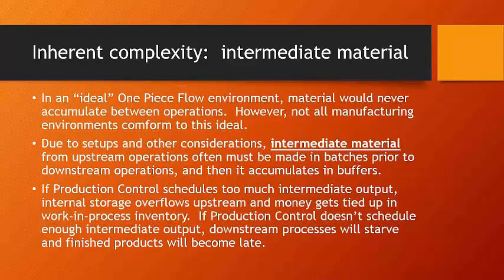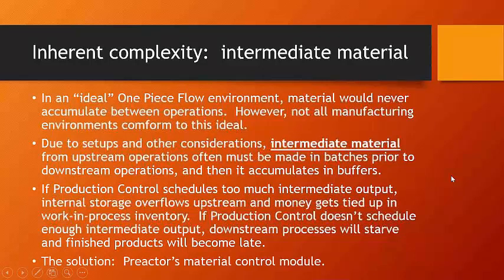So you're not necessarily entirely idle. You still have some utilization, but you're not building what you wanted to build when you wanted to build it, if you don't have that sufficient intermediate output. So what's the solution? The solution can be found in Preactor's material control module. I wanted to talk about how that fits in and becomes a viable solution for this dilemma.